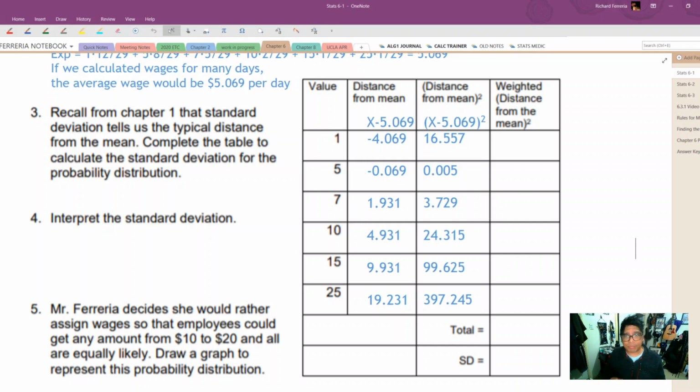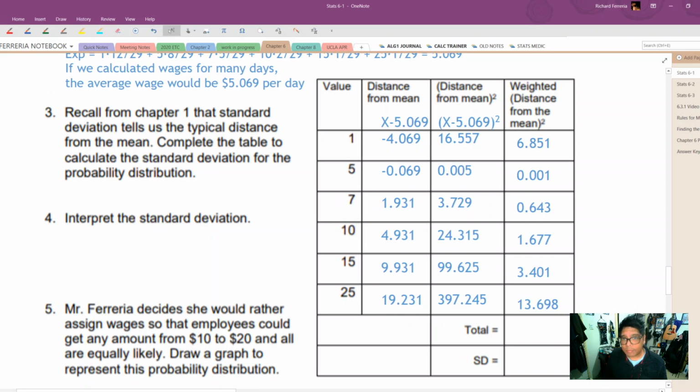Next, we're going to figure out the weighted distance from the mean. And what that means is you're going to take each of these squared distances and multiply by the probability. So the probability of getting a wage of $1 was 12 out of 29. So we're going to take 12 out of 29 and multiply that by 16.557, and we're going to get 6.851.